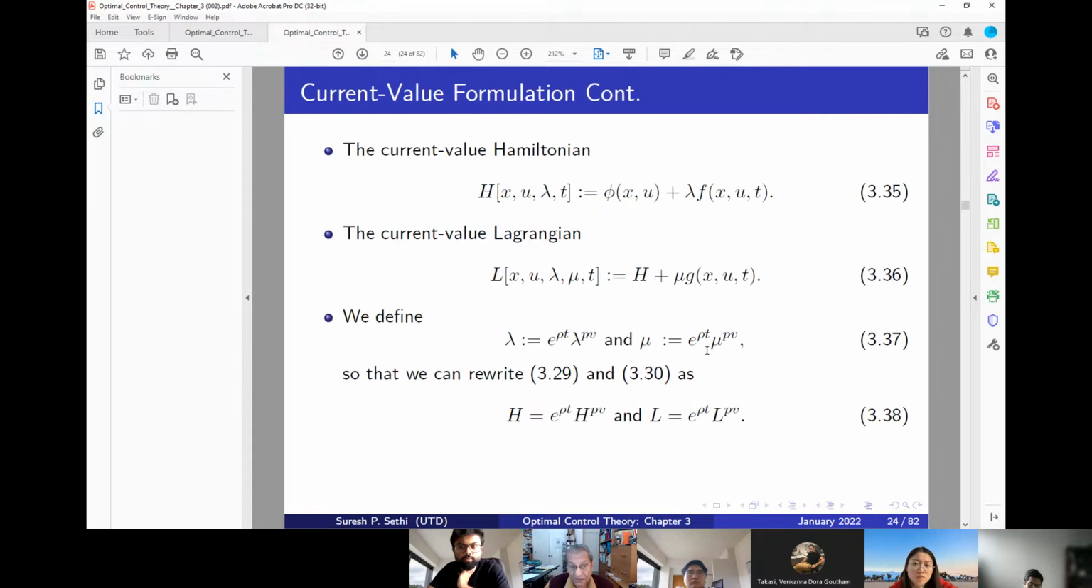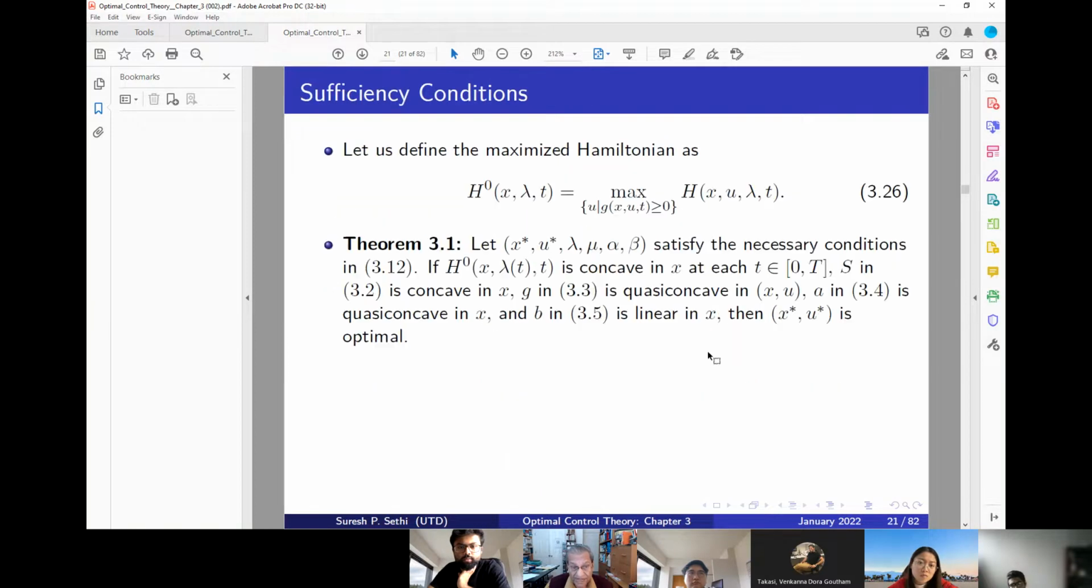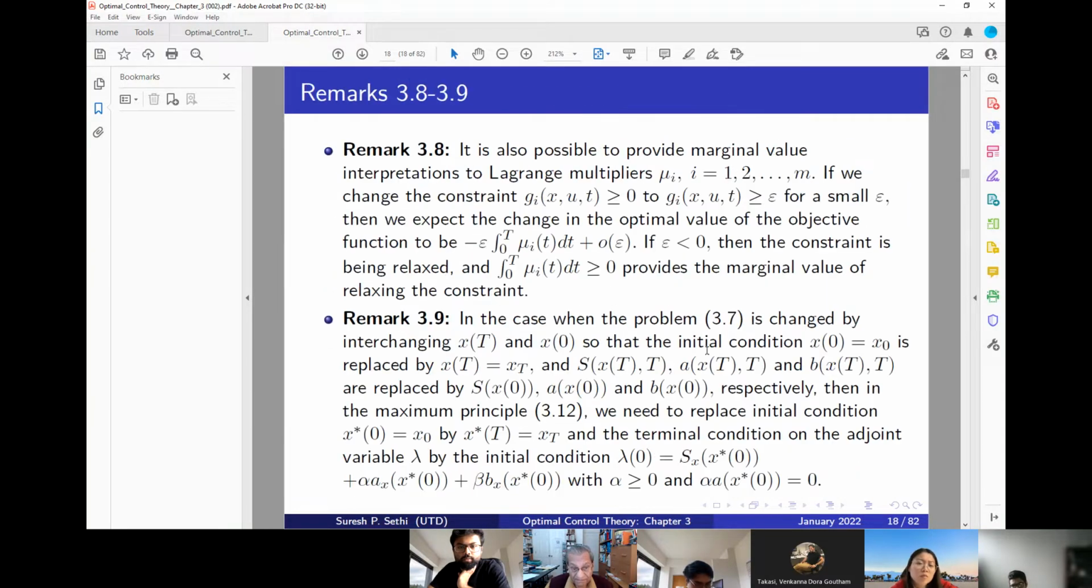But remember remark 3.9? It tells you something about that as well, right? It says you can solve the problem. You can just assume time to be reversed. You can write the maximum principle in which lambda 0 will be beta to be determined. You understand?